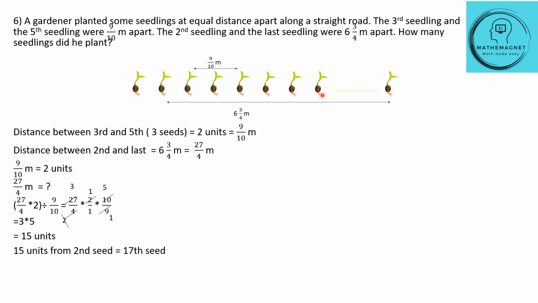Now 15 units from the second seed to the last seed becomes the 17th seed, considering this first seed also has to be considered. This is the first seed, second seed, this is the first space or first unit, second unit, third unit, fourth unit, fifth unit, sixth unit and so on. At the end of the 15th unit you will find the 17th seed. So the gardener planted 17.